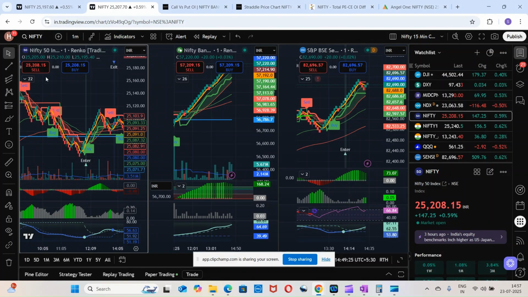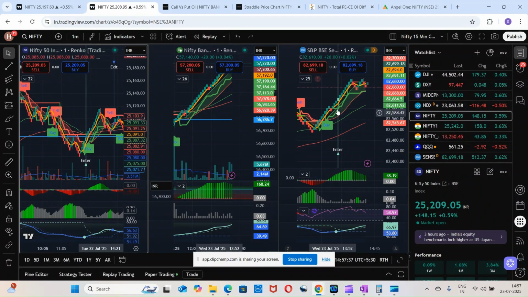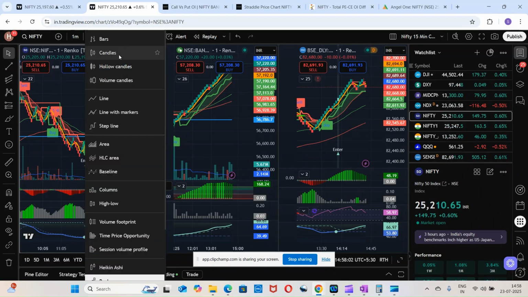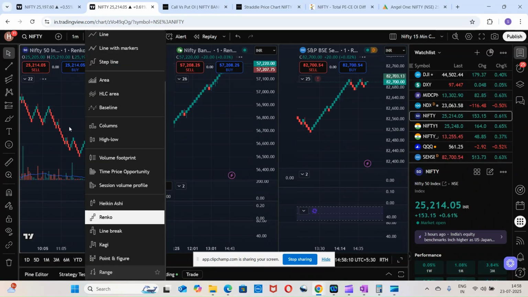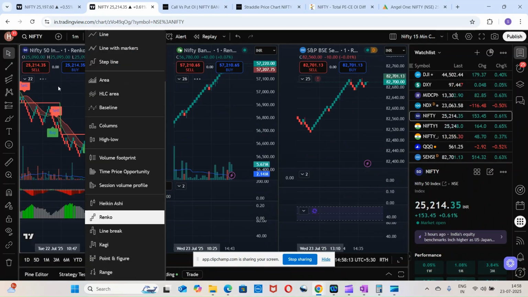So this is how Renko charts look. This is a Renko chart in TradingView, on 1 minute. This is for Nifty, this is for Bank Nifty, and this is for S&P Sensex. So this is how we can put Renko charts. We can select the time, 1 minute interval, and Renko charts here. If you see here, you have different charts, candlestick charts, area, HLC, and everything. And then there is a Renko chart here. You select Renko, then Renko charts will appear in TradingView.